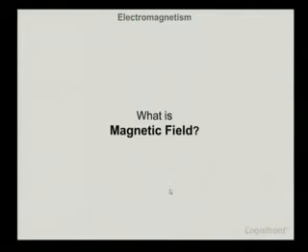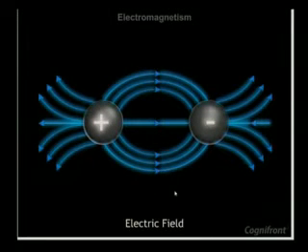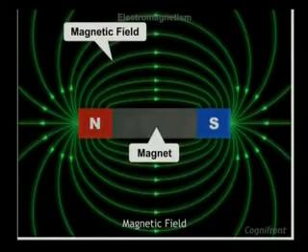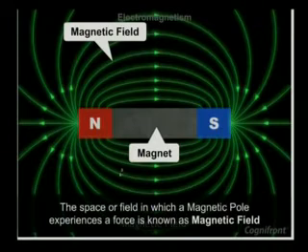So what is a magnetic field? Till now we have seen magnets. So what is a magnetic field? Just as in an electric field there are positive and negative charges, similarly in a magnetic circuit, the magnetic lines in the space or field where a magnetic pole will experience a force is known as the magnetic field.